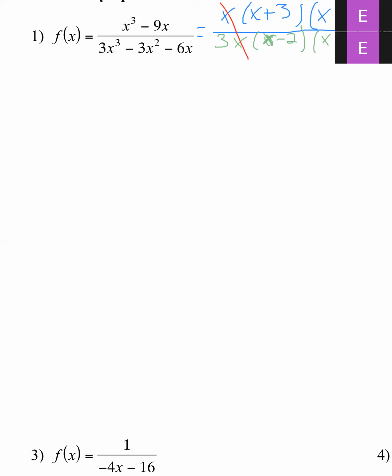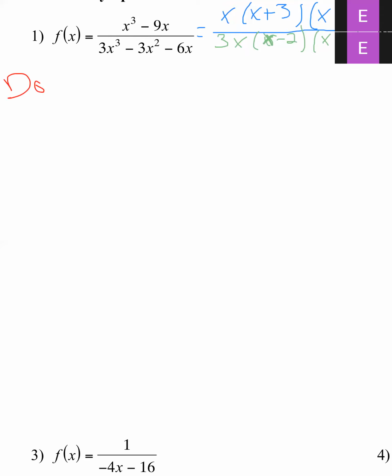All right, now I think we can talk about the domain. So domain, remember, is going to be all reals except for anything that makes my denominator turn into a 0. So in this case, I can have everything except, oh, you know what, maybe I shouldn't have canceled it out yet. We should have done domain before we canceled. So rewind. Don't cancel yet.